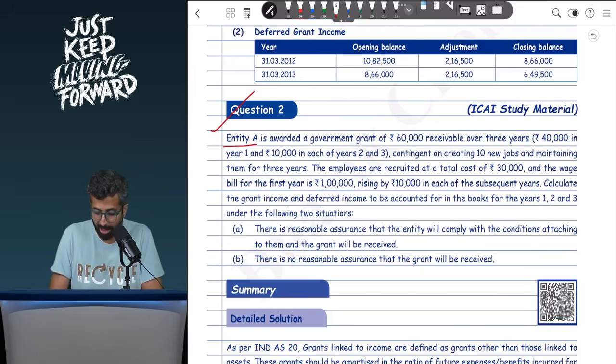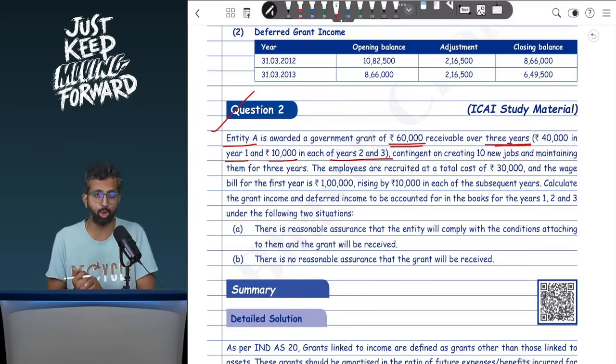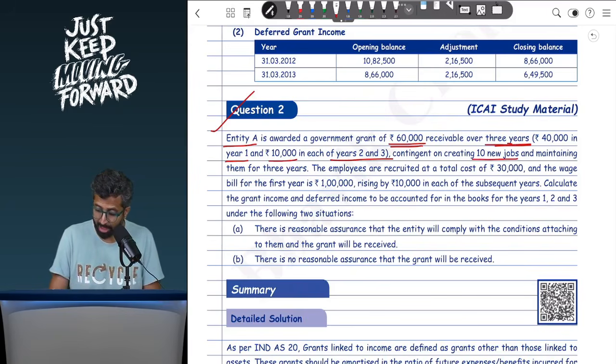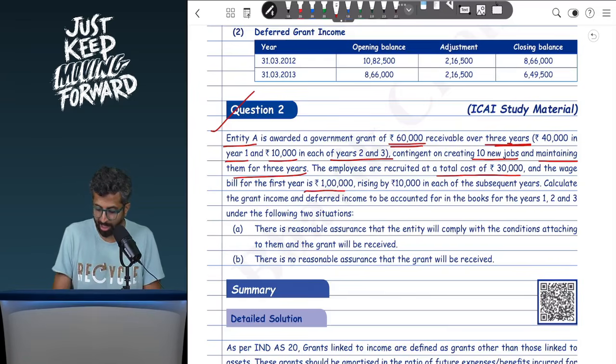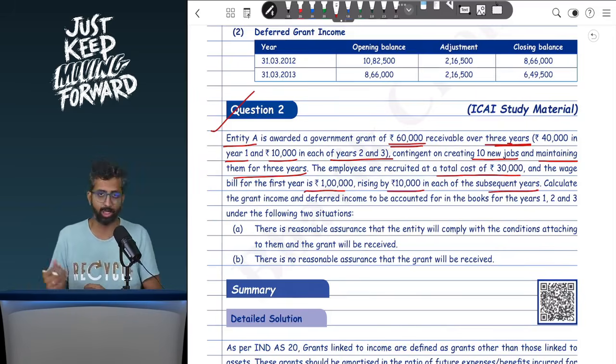Now entity A is awarded a government grant of 60,000 receivable over 3 years, that is 40,000 in year 1, 10,000 in each of years 2 and 3. So this is your total 60,000 of grant, contingent on creating 10 new jobs and maintaining them for a period of 3 years. So the conditions over here are to create the jobs as well as to maintain them. The employees are recruited at a total cost of 30,000. So that is the cost to recruit, and the wage bill for the first year is 1 lakh, rising by 10,000 in each of the subsequent years. So 1,10,000 in the second year and 1,20,000 in the third year.